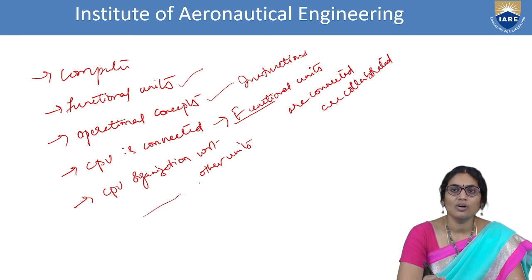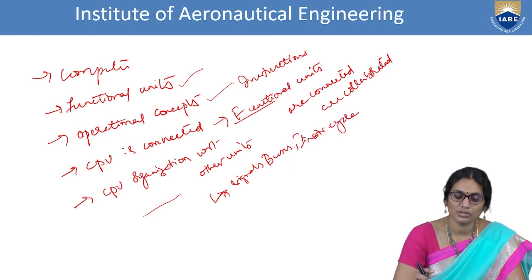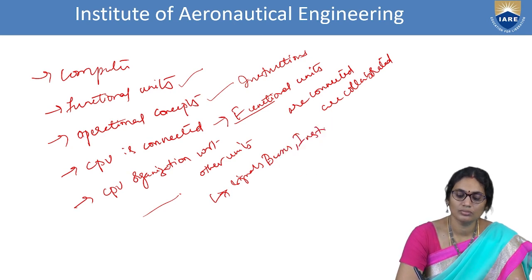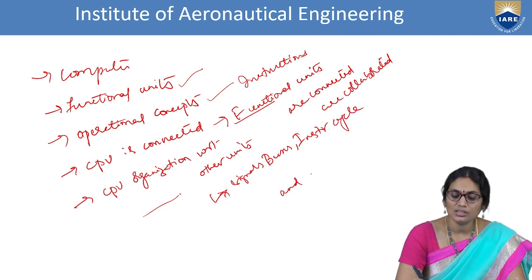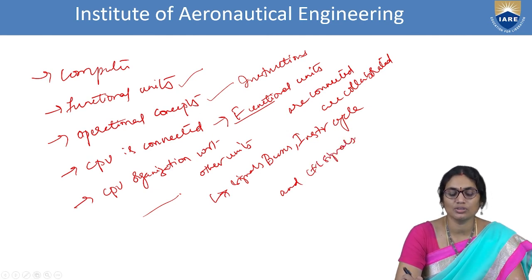Next one is how the different units have been connected by means of signaling operations, by means of buses, instruction cycle, and other task operations. Instruction cycle as well as using control signals. How each and every unit has been connected with each other. So all these things have been explained for today's session.